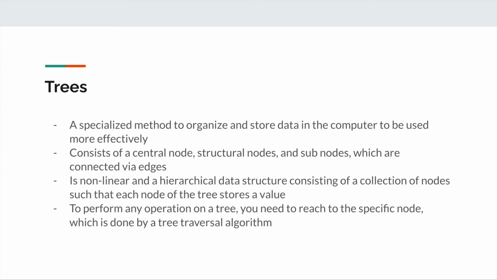In order to perform any operation on a tree, you need to reach the specific node by doing a tree traversal algorithm. I won't be going too much into that either, but just know that there are 4 main tree traversing algorithms. There is level order, post order, in order, and pre-order.